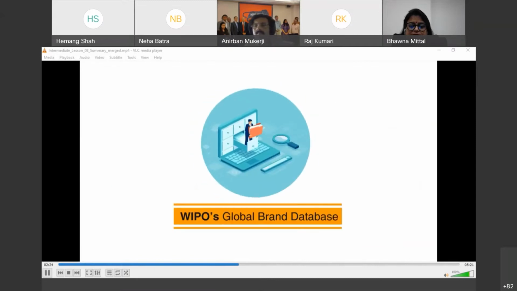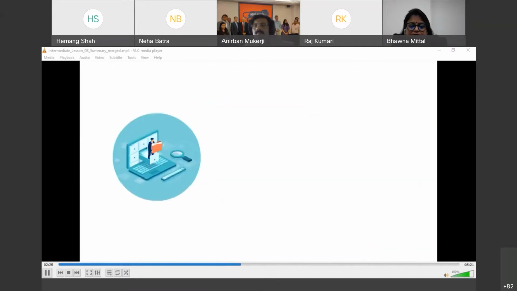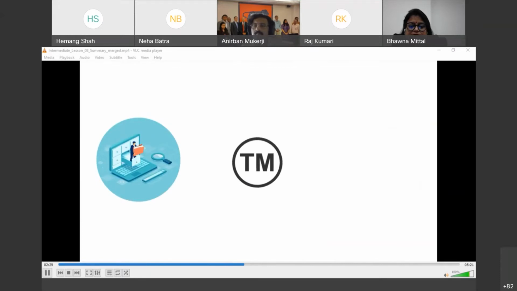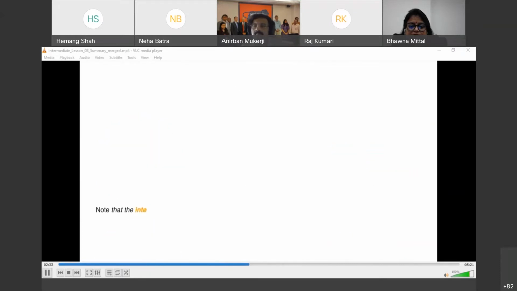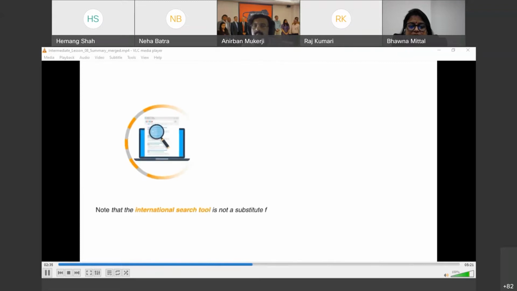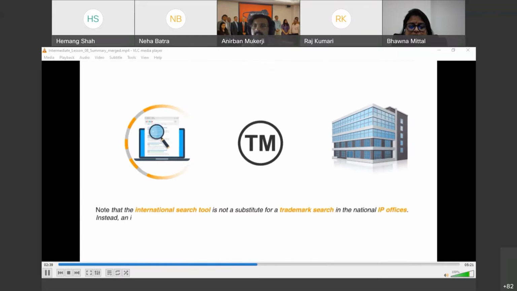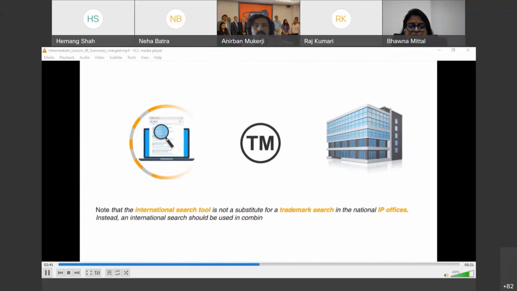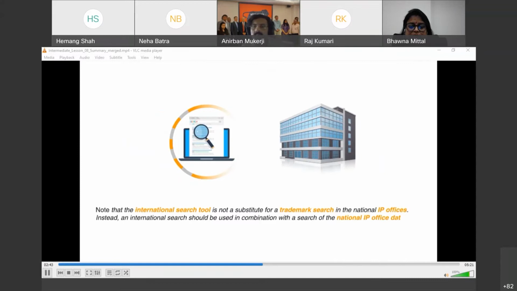Using WIPO's Global Brand Database, you can search for trademarks which have been registered under the International Madrid system. Note that the International Search tool is not a substitute for a trademark search in the national IP offices. Instead, an international search should be used in combination with the search of the national IP office databases.